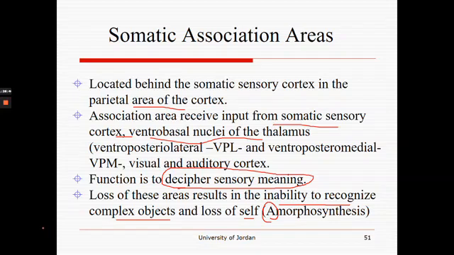Why? Because the shape of the objects needs association of different kinds of sensations, and this is lost because the association area functions in interpreting. It receives information from different parts, interprets it, gives a meaning for the kind of sensation, and forms what we call three-dimensional ways.